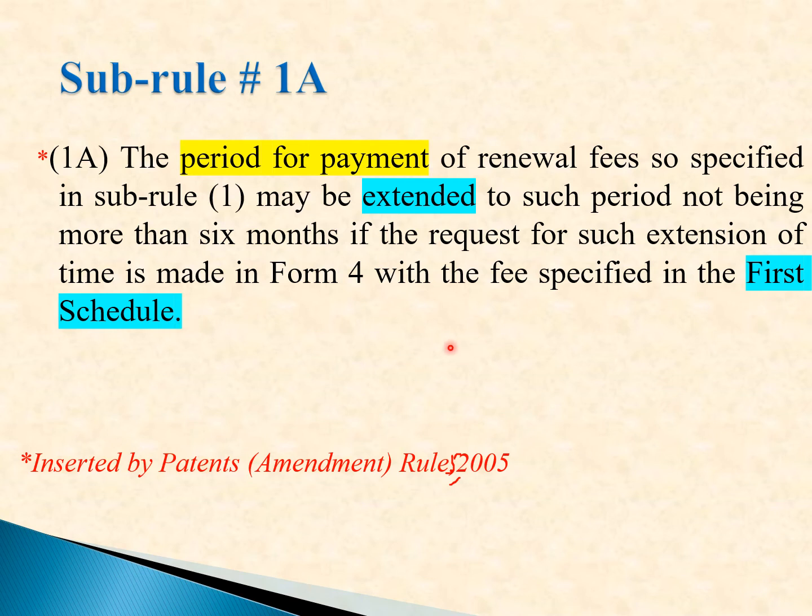That means a request can be made via form 4, and the fee must be paid as per the first schedule to extend the time, and the extension here is 6 months. The actual time period is mentioned in subrule 1, and subrule 1A talks about the extension period whenever needed. Fine. I think it is clear now. Next.